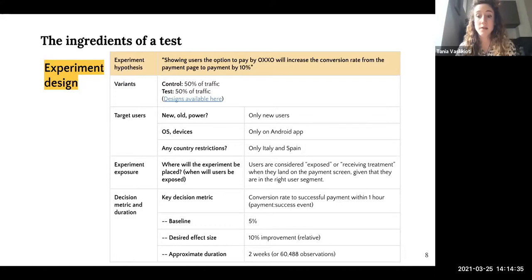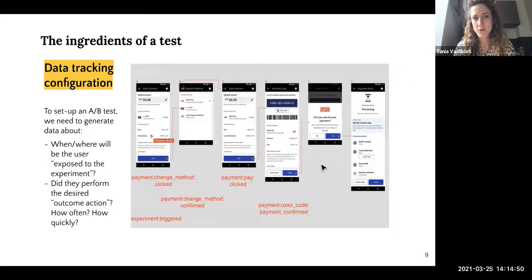If you say that we need, for example, this many observations to detect this kind of effect size, based on our current traffic, it would take us 2 weeks, for example. We'll look into this in a second in more detail. Then, of course, we need to actually make sure that we're tracking the data correctly.